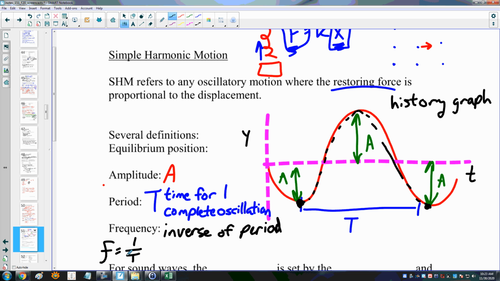Frequency describes the number of crests of a wave that pass in a particular time. So for example, if I have two waves, these are both history graphs, this one, in a particular amount of time, only 2 crests have passed. But here, I have 1, 2, 3, 4 crests have passed. So this wave would have a higher frequency.